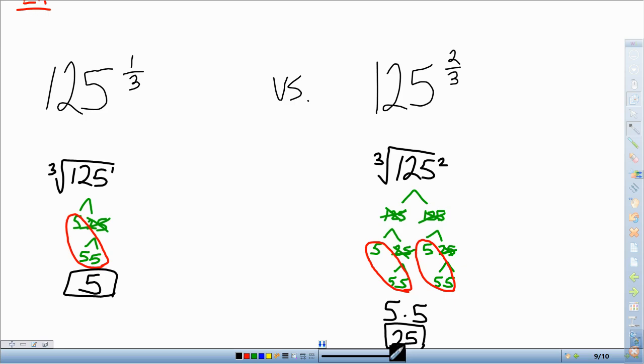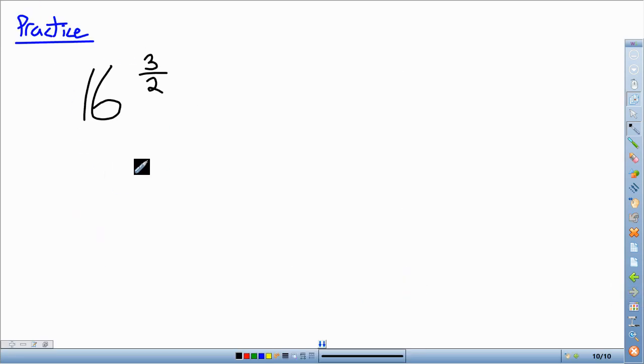I don't know if there's a whole lot of connection to make there, but it's something to kind of pay attention to. Okay, so last one. I want you guys to go ahead and try one on your own. Take 16 to the power of 3 halves, okay? Go ahead and write out the radical, and then break it down and see what happens.